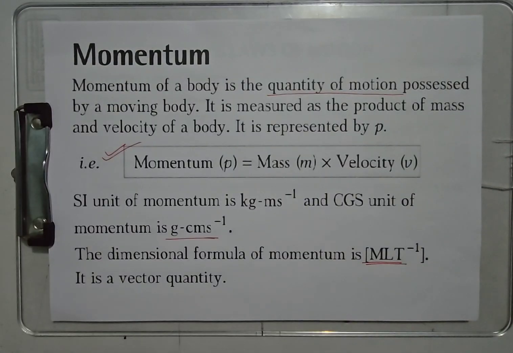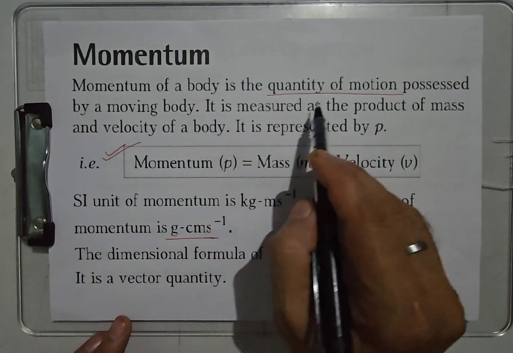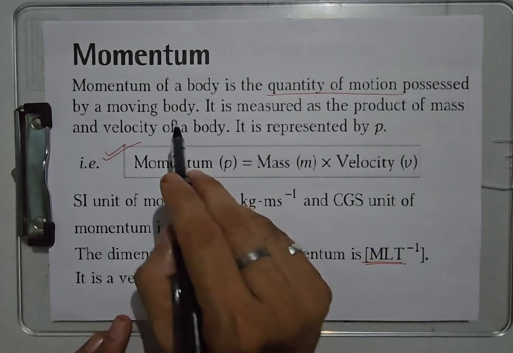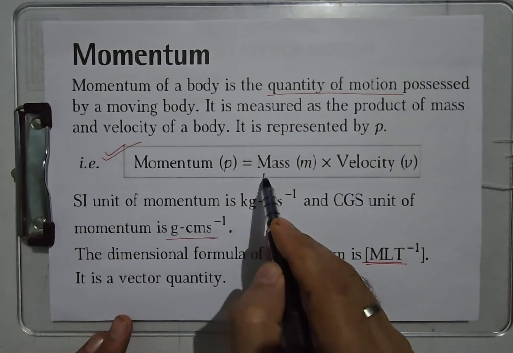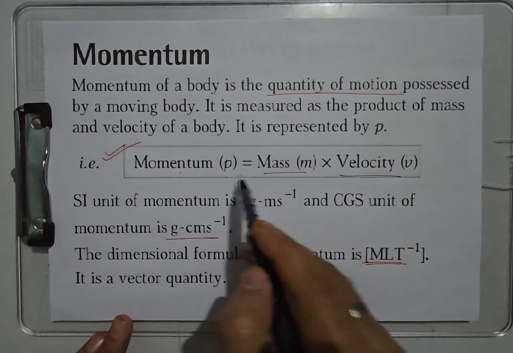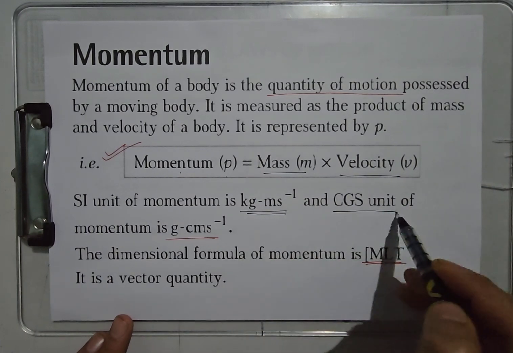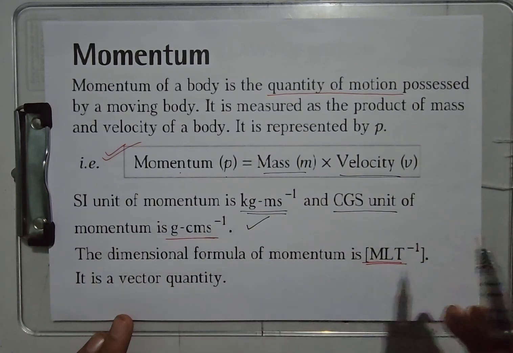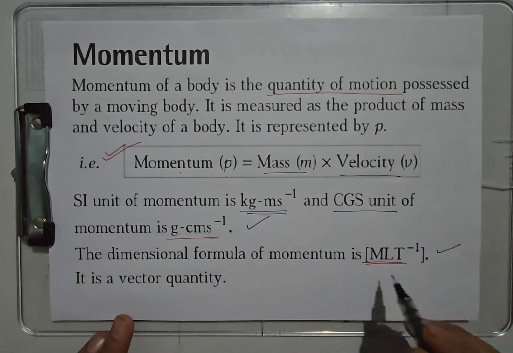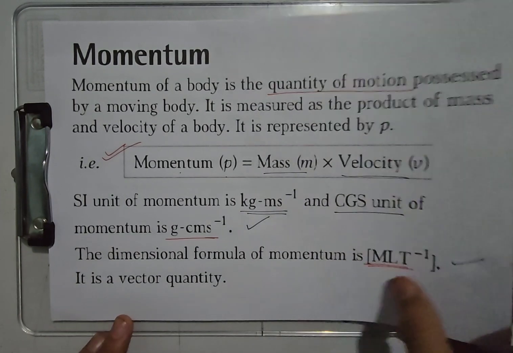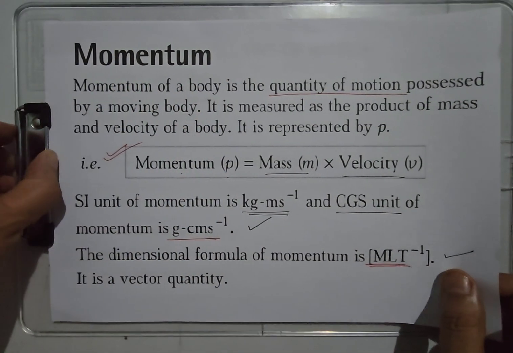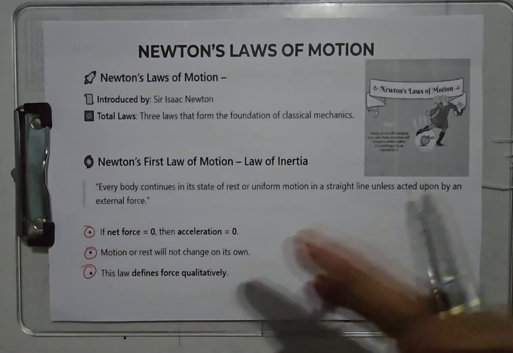Okay, the next important term is momentum. What is momentum? Momentum of a body is the quantity of motion possessed by the moving body. It is measured as the product of mass and velocity. So momentum P is equal to mass into velocity. The SI unit is kilogram meter per second, and the CGS unit of momentum is gram centimeter per second. This is the dimension, which is MLT minus 1. It's a vector quantity. So this is just basic knowledge. We will gradually increase the level of this discussion.